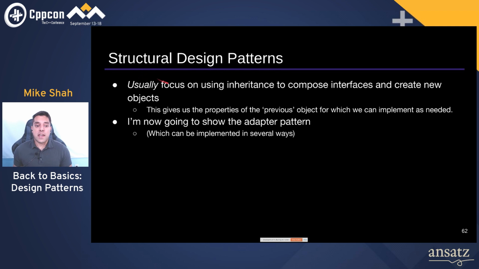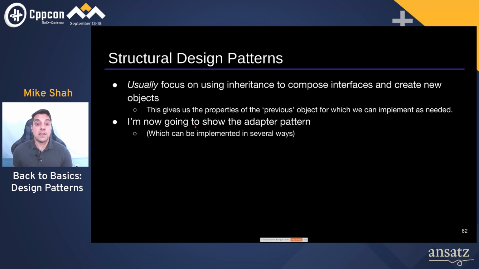So structural design patterns, again, are usually focusing on using inheritance to compose different interfaces and create a new object. So in our case, we're trying to create a new text class that satisfies our client's demands or our boss's demands in this case. Okay, with inheritance, if we're inheriting properties from another object, we get all of that object's public and protected interface and all those properties for us. So now I'm going to show a design pattern that works off that.